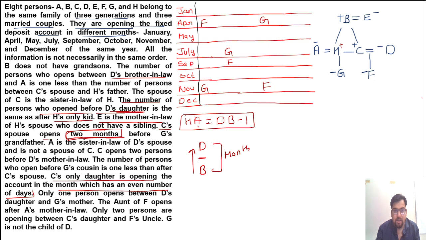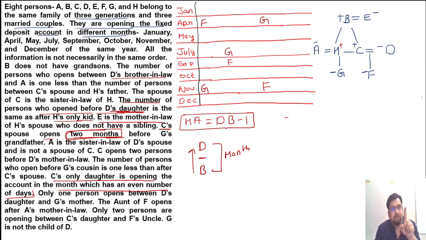That means H and A will definitely have how many persons between them? H and A will be 0. That means H and A are both immediate neighbors. Getting my point? See, here you can clearly see that between D and B, only 1 person is there.